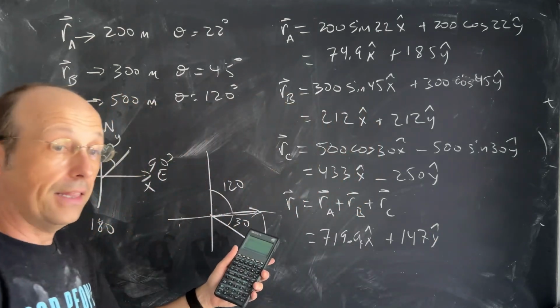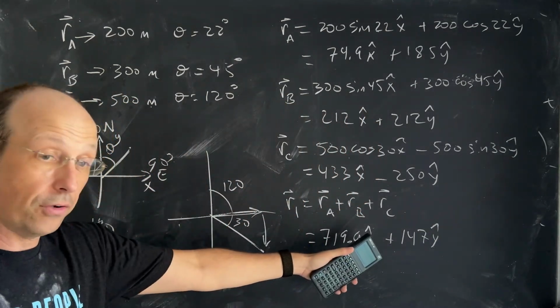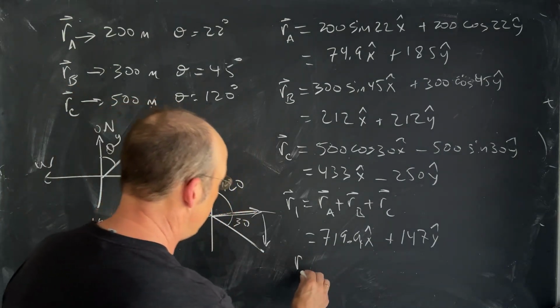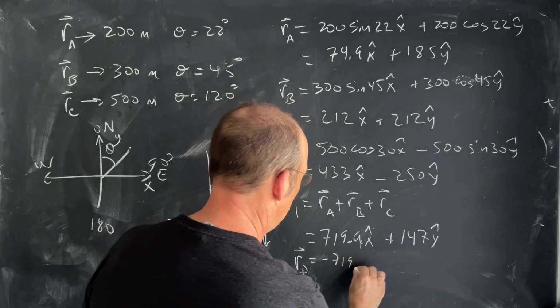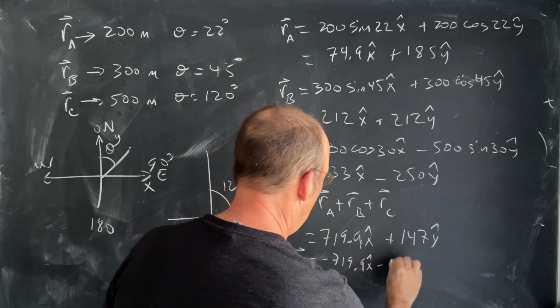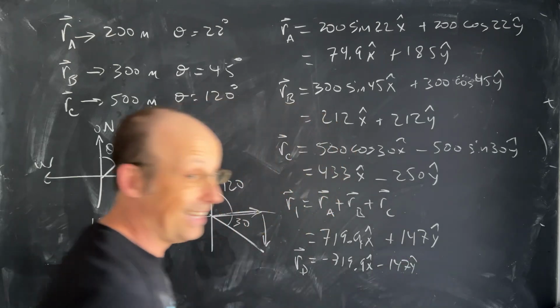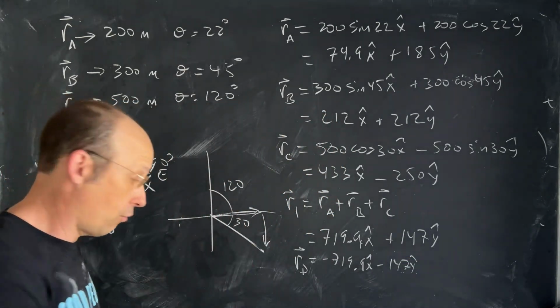So that means that in order to come back to where I started, I have to go in the opposite direction of this. RD is negative 719.9 x hat minus 147 y hat. I said that would be fine if you enter it like that, but let's just do the magnitude and the direction of that.